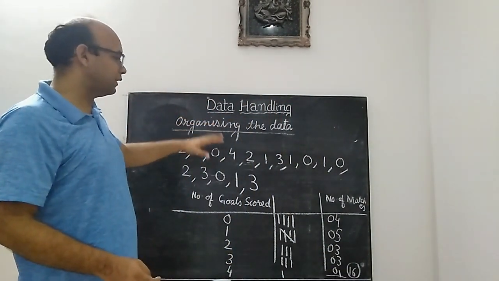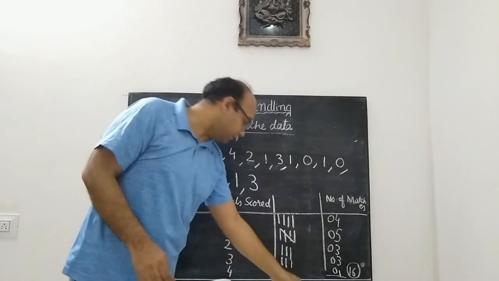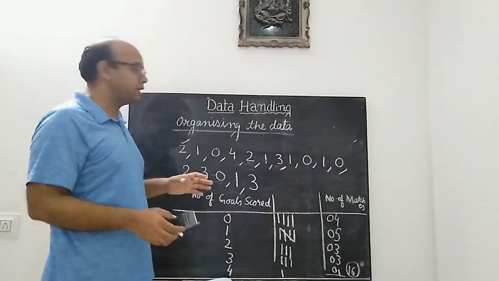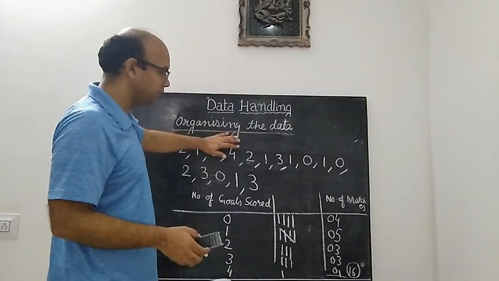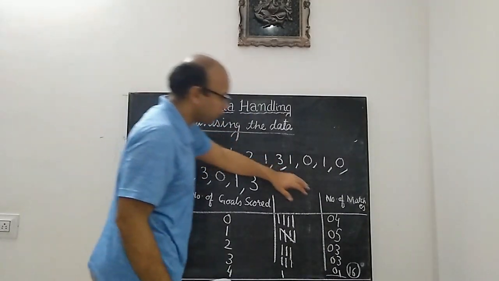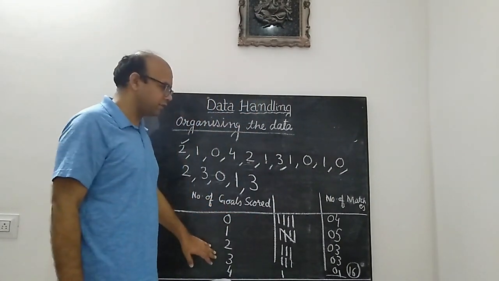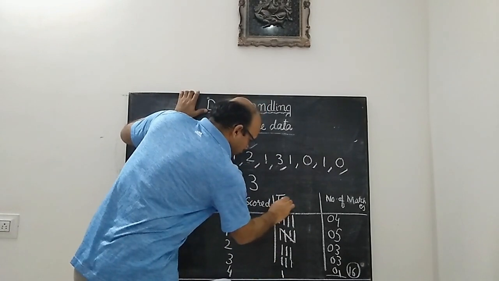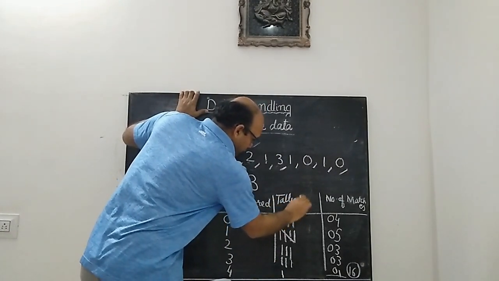So like this, the data can be organized. This is basically the tabular form of organizing the data. The number of times an observation is repeated is called the frequency.